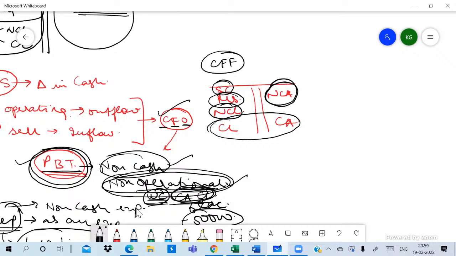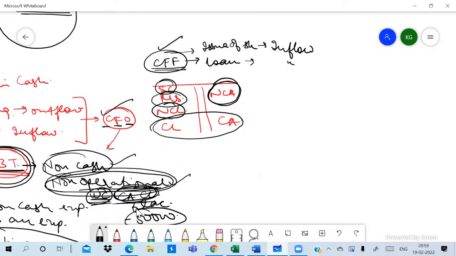Let's take examples. Let's say I issue shares. Now, when I issue shares, money is coming in. So issuance of shares will lead to an inflow of cash, and that will be a part of cash flow from financing activity. I go and take a loan. That's again an inflow of cash, will be a part of financing activity. I go and repay that loan to the banker. It's an outflow of cash. Again, it will be shown as a part of financing activity.